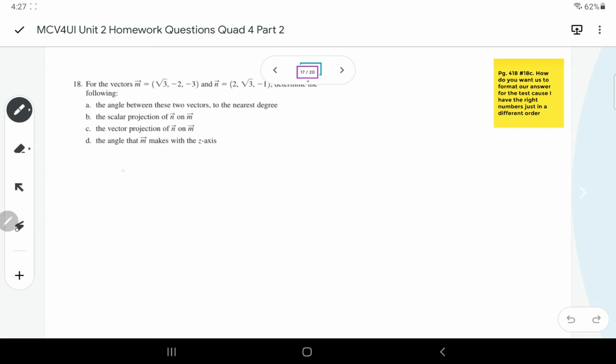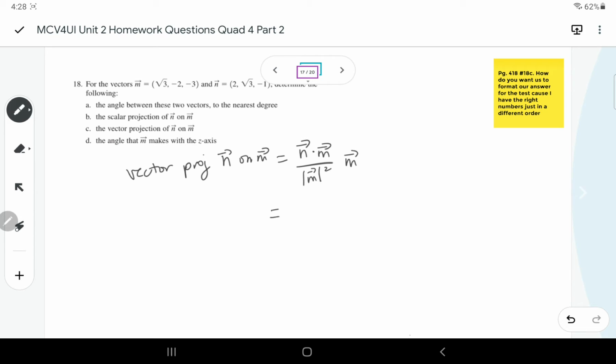So we know that the vector projection of n on m is going to be, we'd have the dot product of those two vectors divided by the magnitude of m squared times vector m. So we're going to need to do the dot product of the two vectors divided by the magnitude squared, and then multiply that, make it a scalar multiple of vector m.